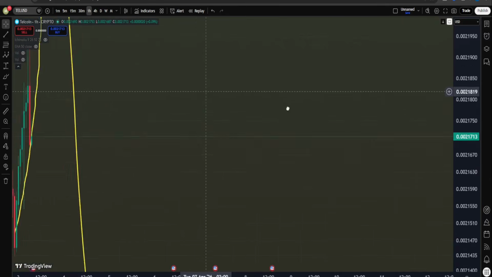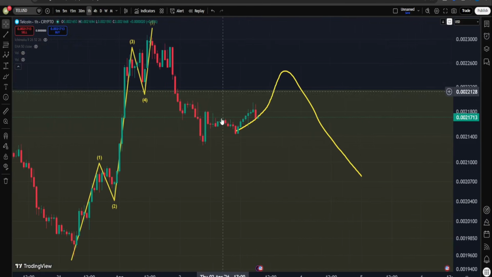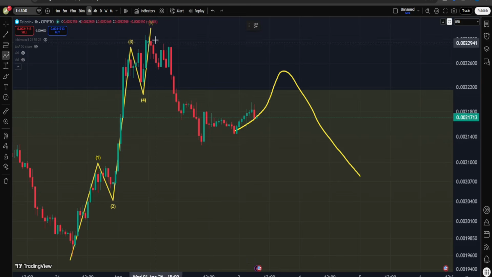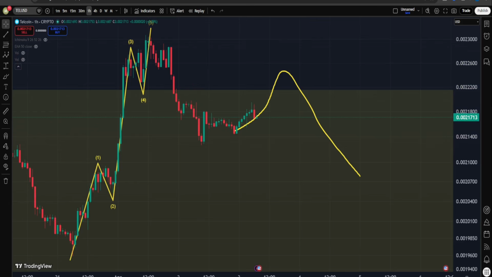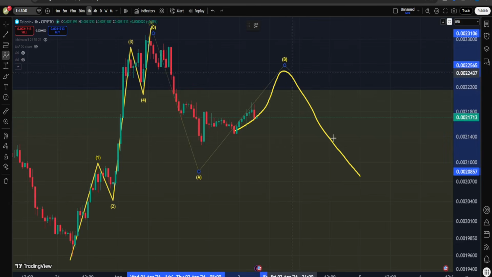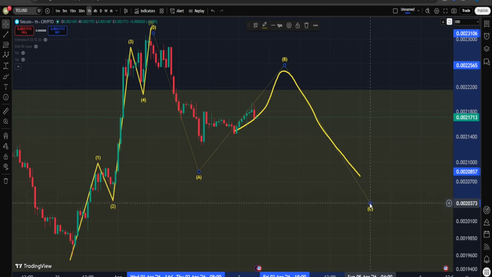And if I just zoom in here a bit more, what do you see in here? A beautiful 1 2 3 4 5 down. So bare minimum, I'm going to argue this is A, this is B, and well, yet another move down for our C leg is going to come, in my opinion, very soon, probably in the next 48 to 72 hours.